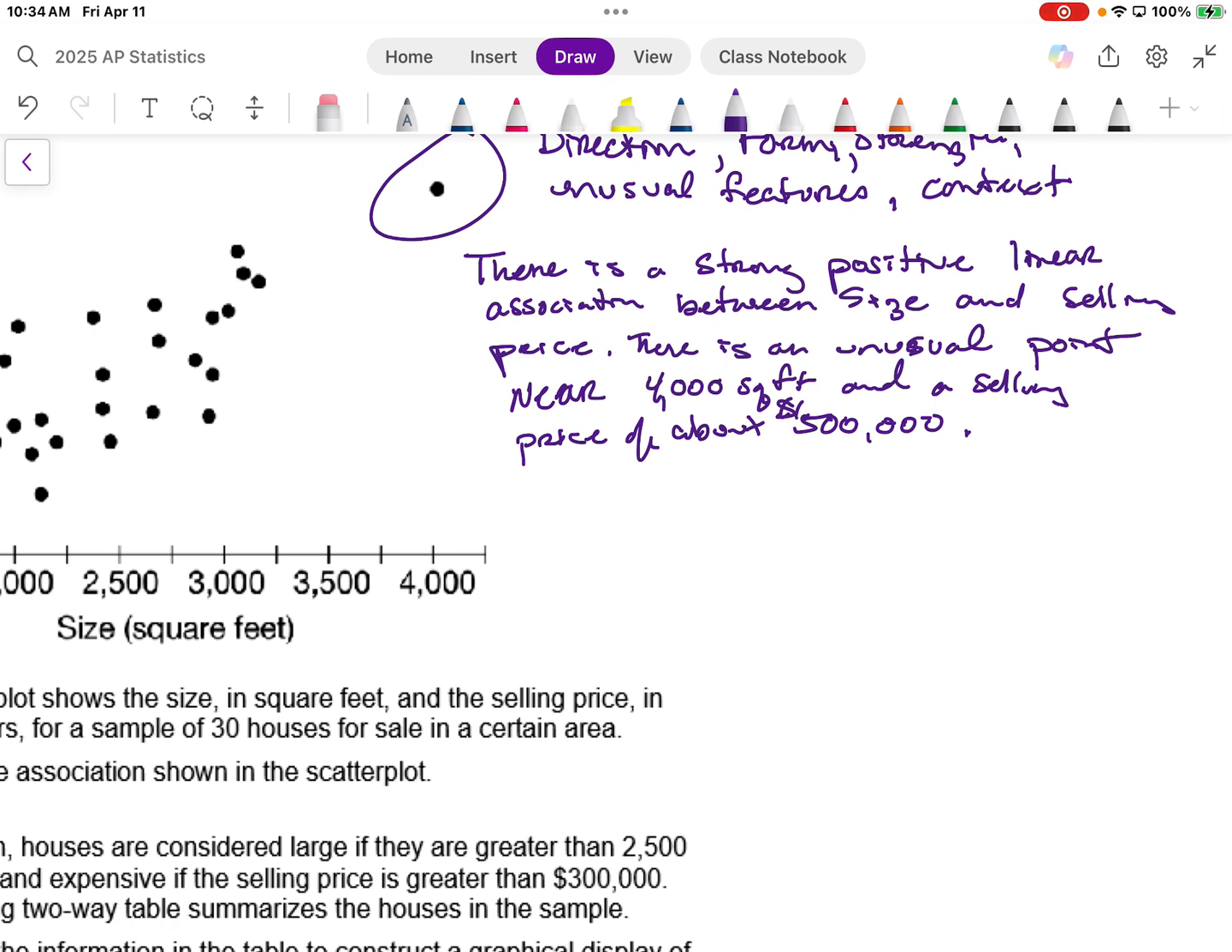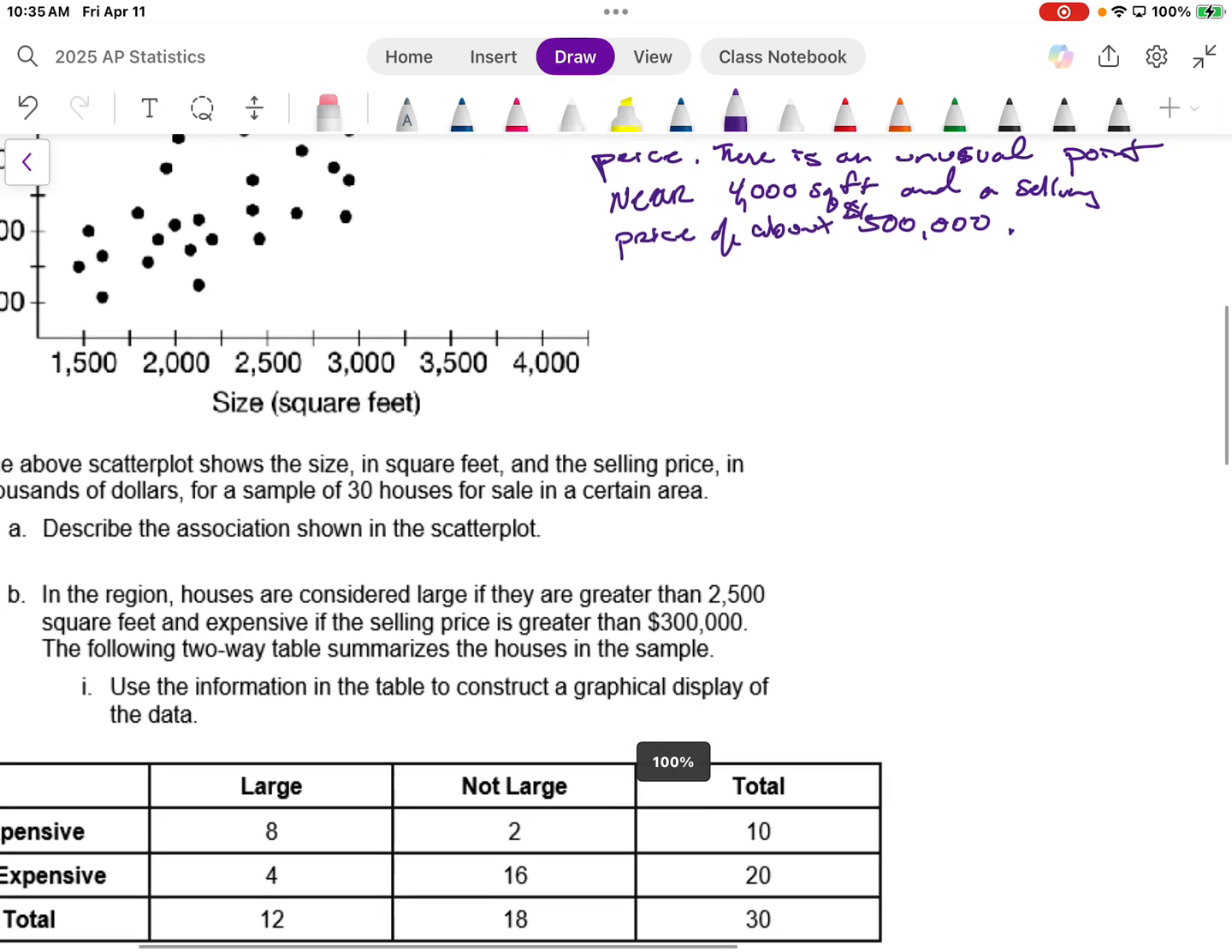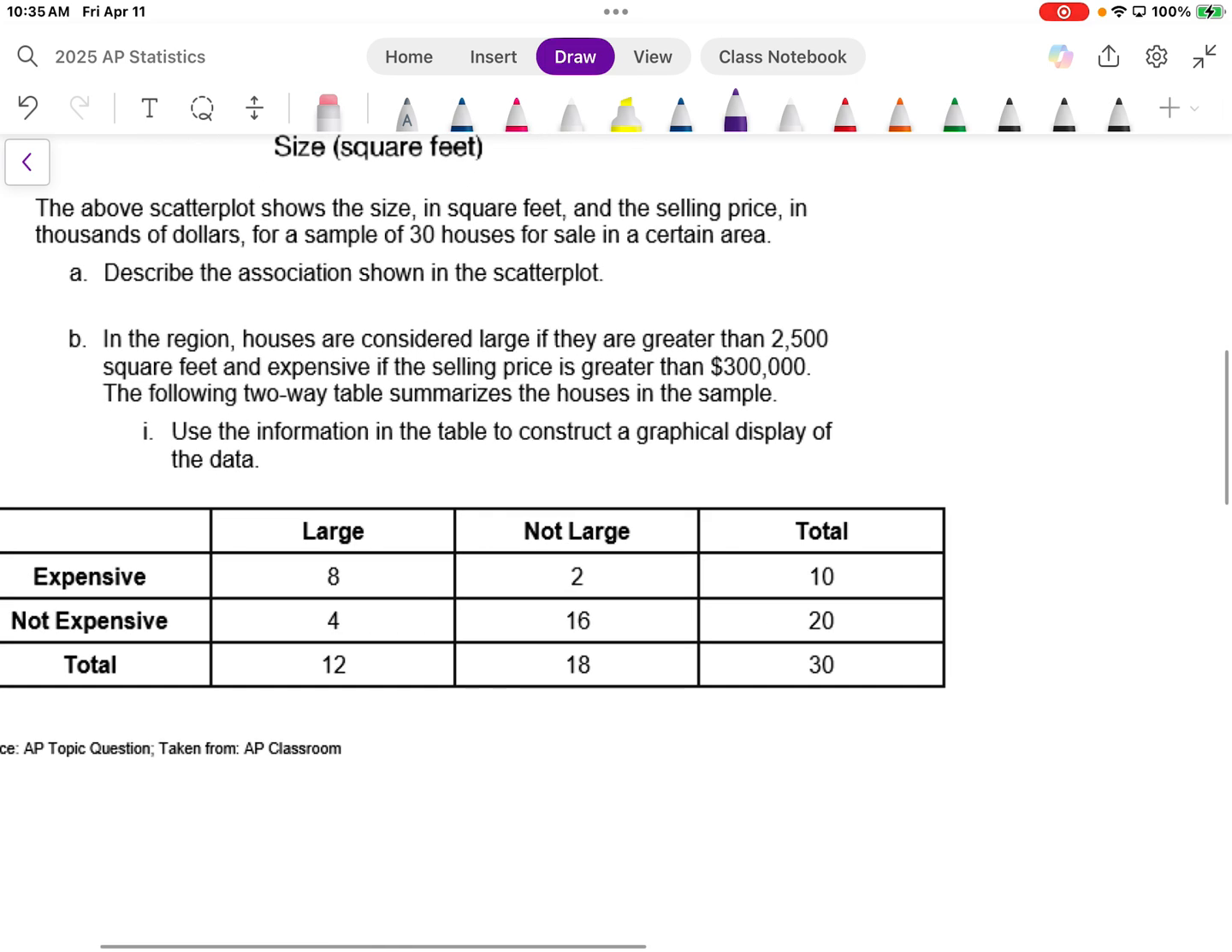So again, in order to get the 4 points, it's mainly getting all E's on the different parts. Getting 3 points is a couple E's and a P, and so forth. So this is the one we don't want to lose any points on, because it's easier compared to some other parts. Part B says in the region, houses are considered large if they are greater than 2,500 square feet and expensive if the selling price is greater than 300,000. The following two-way table summarizes the houses in the sample.